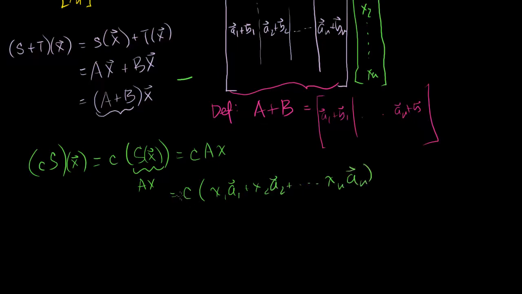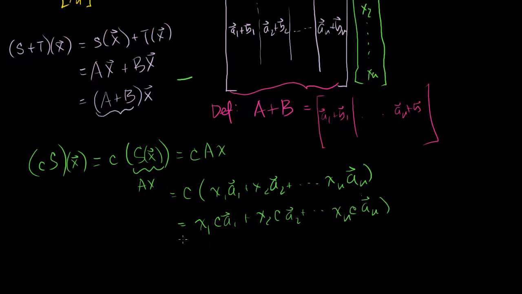And what is this? This is just a scalar multiple. We can just distribute this c, and then what do we get? Multiplication is associative. c is a scalar, x1 is a scalar, so we can switch them around if we want. We know that scalar multiplication is distributive, so we can write this as x1 times c a1 plus x2 times c a2, all the way to xn times c an.